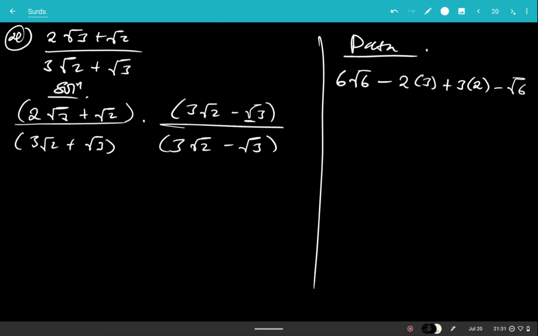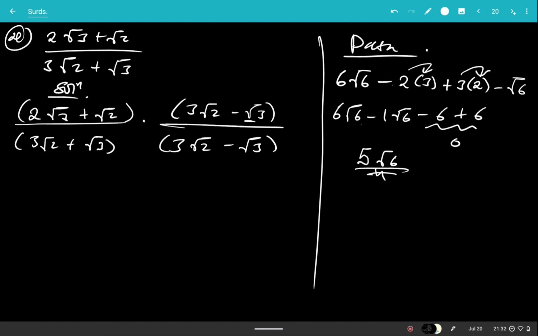If we collect the like terms, we have 6 root 6 minus 1 root 6. Then this will give you a minus 6. Then this will give you a plus 6. So this will cancel out and you get a 0. But 6 root 6 minus 1 root 6 gives you a 5 root 6. Sorry about that. 5 root 6.